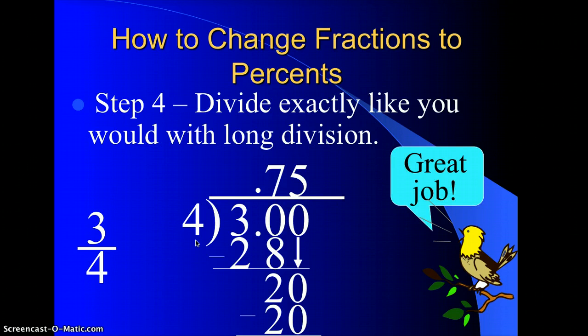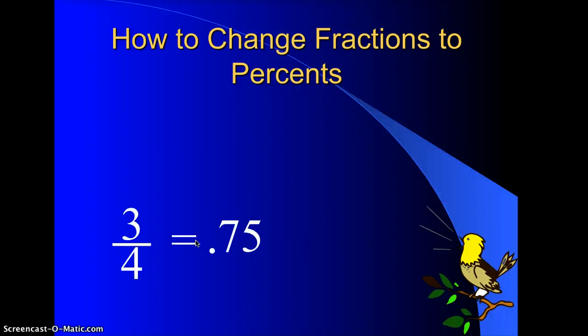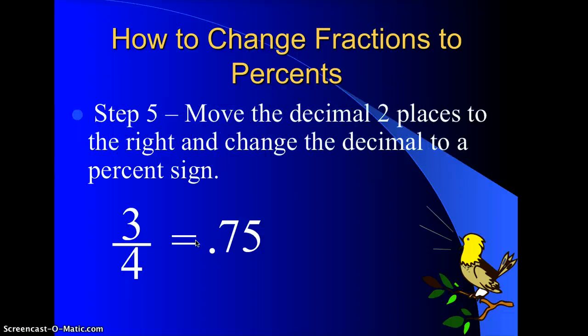Great job. So now I have 0.75. The decimal that's equivalent is 75 hundredths. So 3/4 equals 75 hundredths. Now to change it from the decimal to the percent, you just move your decimal over 2 places and add a percent sign at the end.